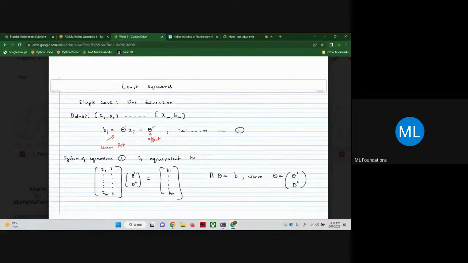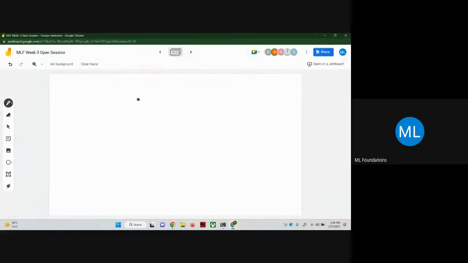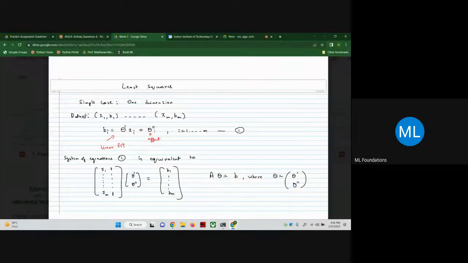For example, x1 comma b1 is a point, x2 comma b2 is the second point, x3 comma b3 is the third point, and x4 comma b4 is the fourth point. Here we are trying to fit a linear line to these points.